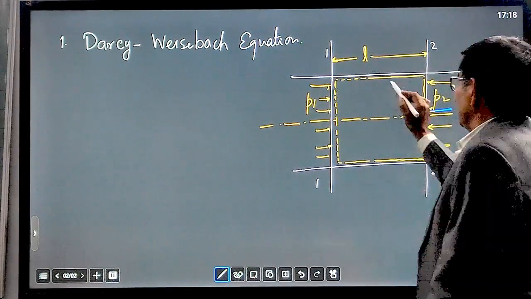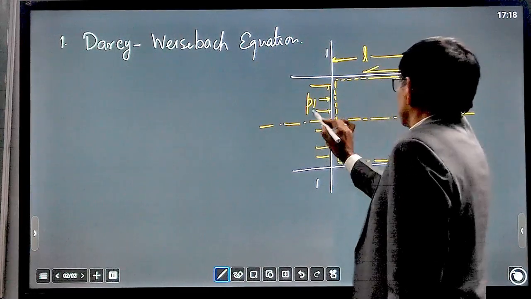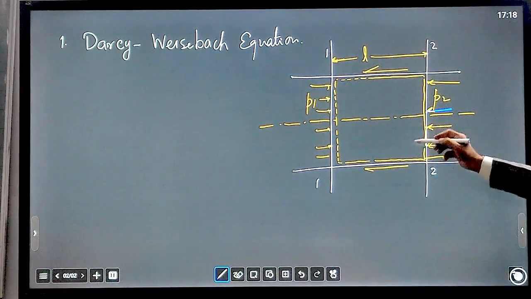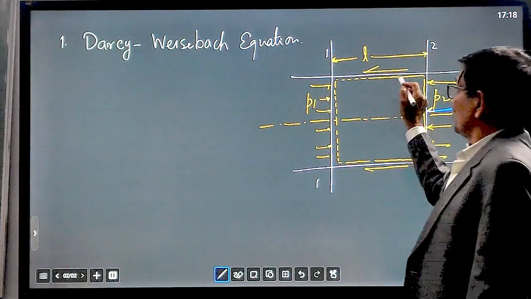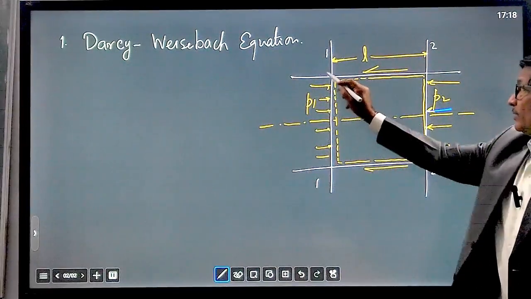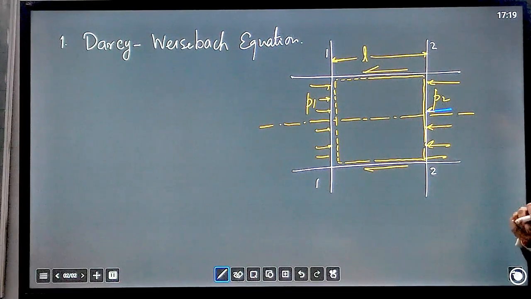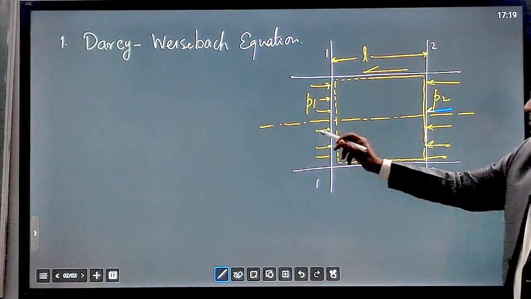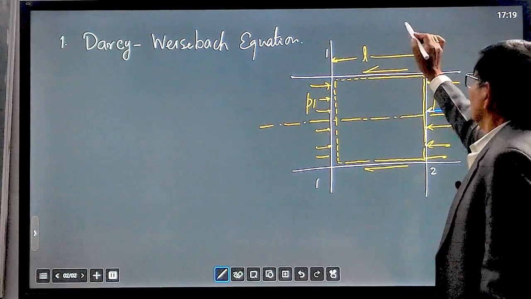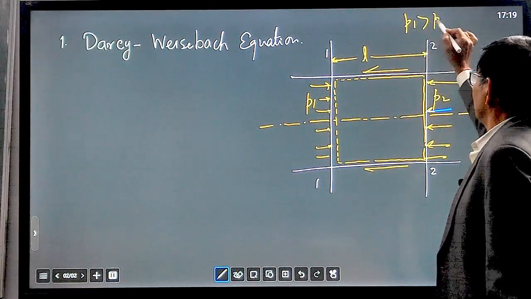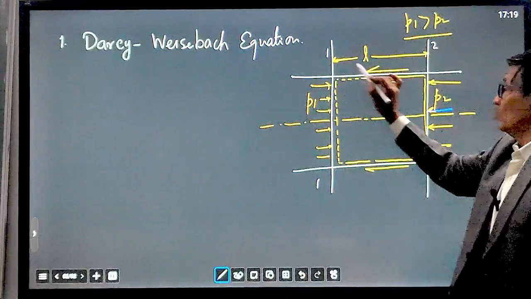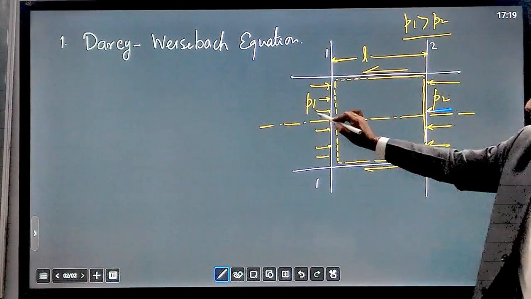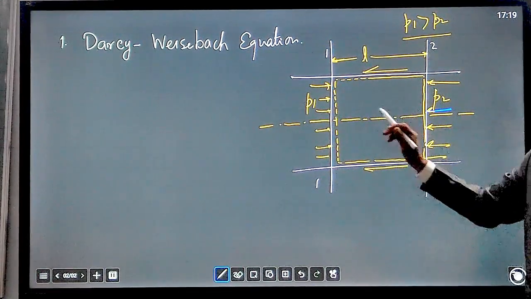See here. When fluid flows from this side to this side, there will be shear resistance. Shear resistance is acting, which will oppose flow of the fluid from section 1 to section 2. Because of pressure force, fluid is moving forward. Because P1 is greater than P2, flow will occur from section 1 to section 2. There is a pressure force between these two sections.